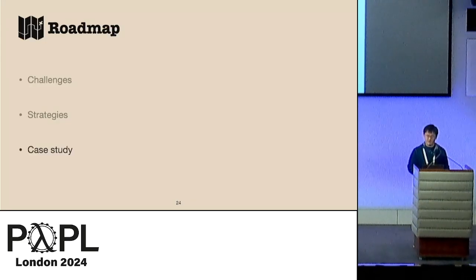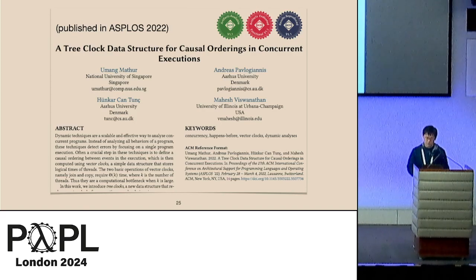Now that we have developed strategies for the challenges, it will be good to try them out on some concrete case study. And interestingly enough, there does exist an array-based tree data structure that involves both structure changing operations and the non-recursive traversal. That is the tree clock. So tree clock was initially introduced in this paper titled A Tree Clock Data Structure for Causal Orderings in Concurrent Executions, which was published in ASPLOS 2022.